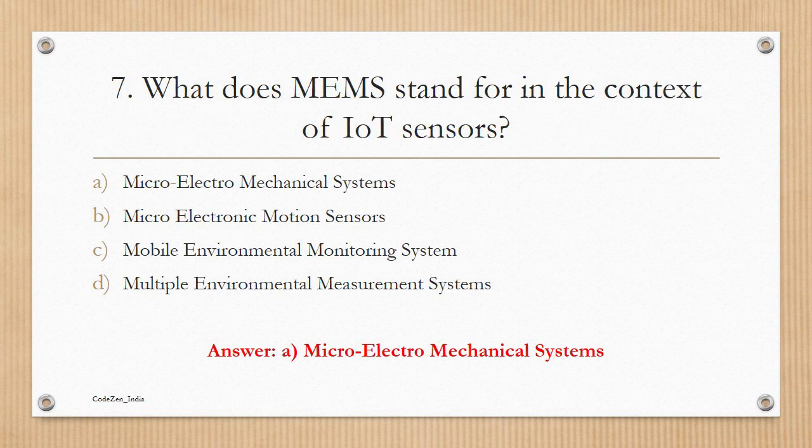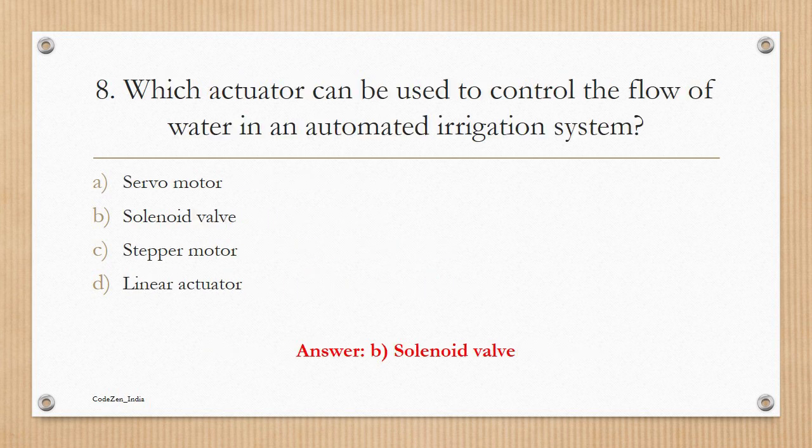7. What does MEMS stand for in the context of IoT sensors? A. Microelectromechanical systems. B. Microelectronic motion sensors. C. Mobile environmental monitoring system. D. Multiple environmental measurement systems. Answer: A. Microelectromechanical systems.